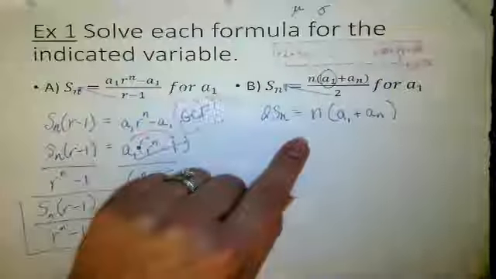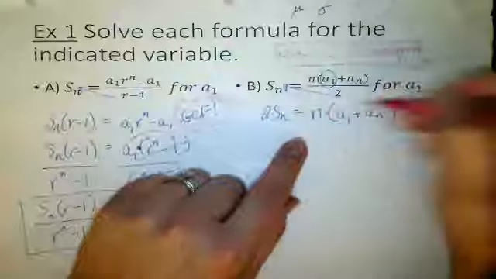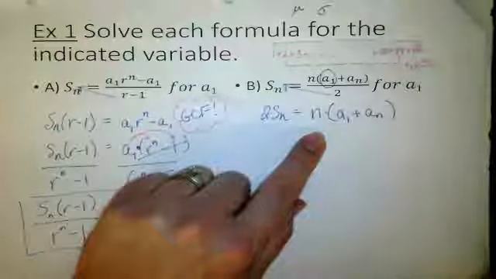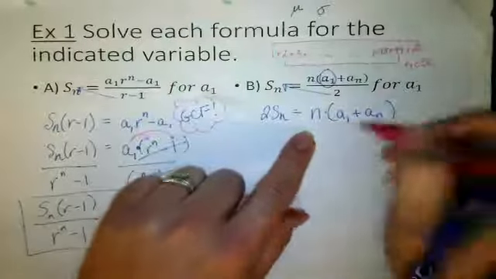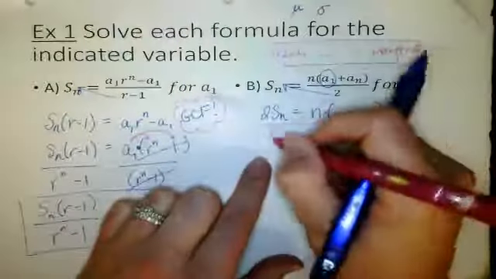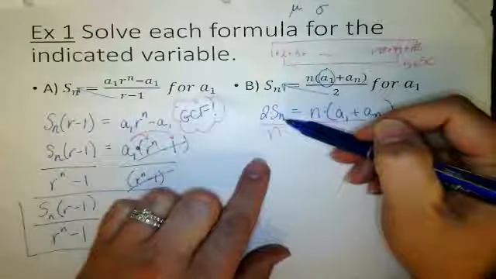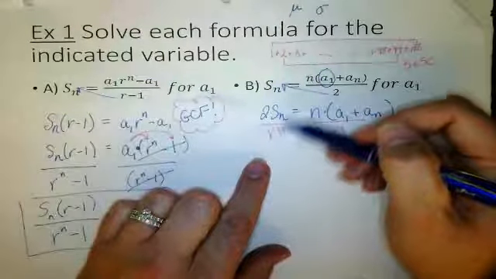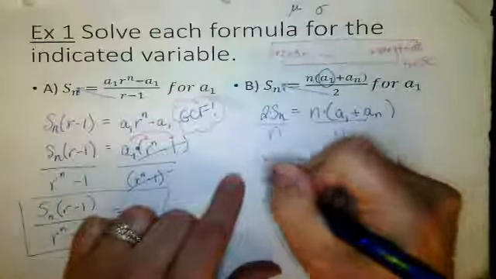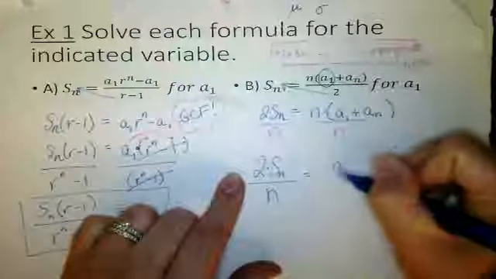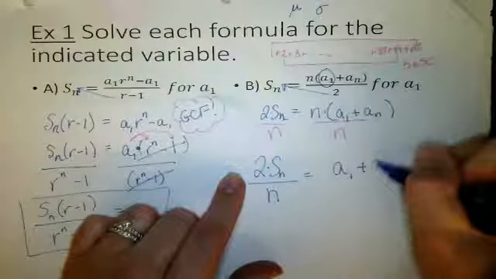Divide by n is a great suggestion. I heard distribute the n. You absolutely could do that. It's a little less efficient. Okay, so we can divide by n. Now, this is S sub n. It's not S times n. It's a different thing, so you can't reduce those, just so you're clear. 2 times S sub n divided by n equals A sub 1 plus A sub n.